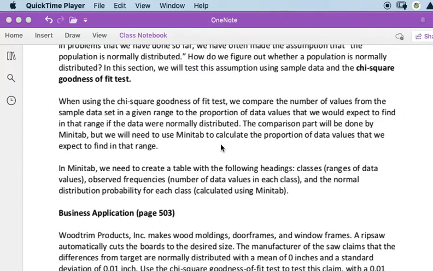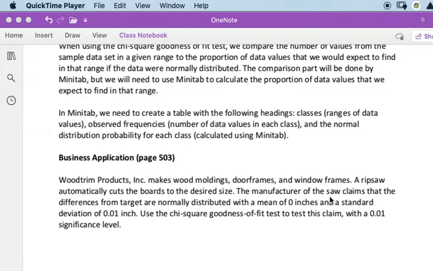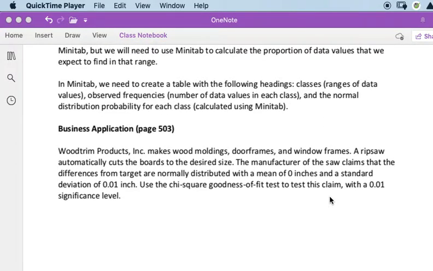We're going to create a table in Minitab with the following headings: the classes, which is the ranges of data values, the observed frequencies in each class from our data set, and the normal distribution probability for each class, which we will calculate using Minitab. So this is a slightly more complicated process than those that we have seen so far.